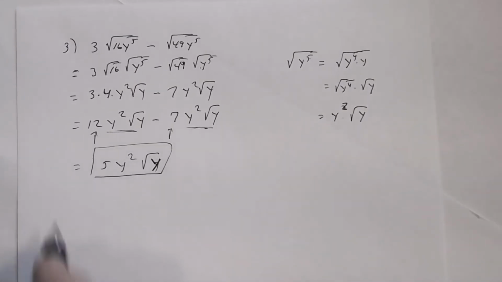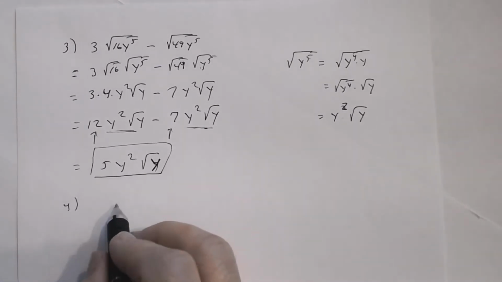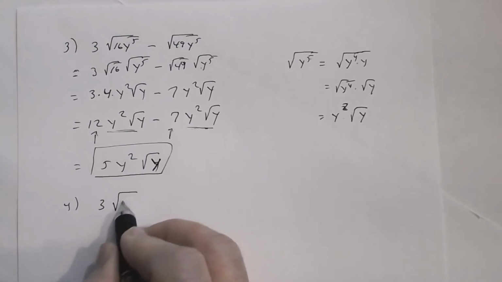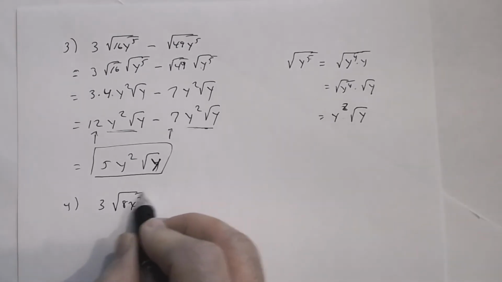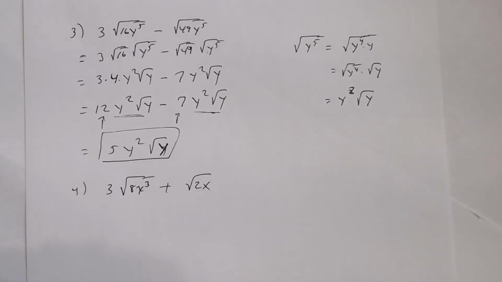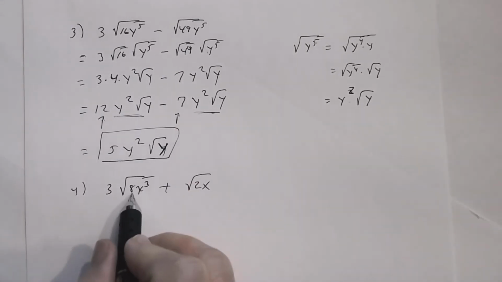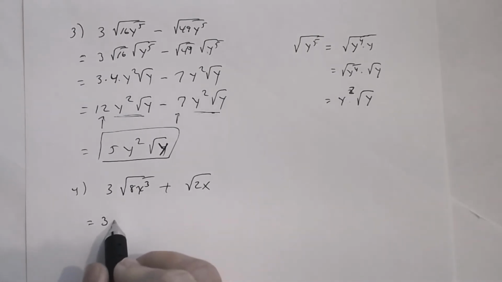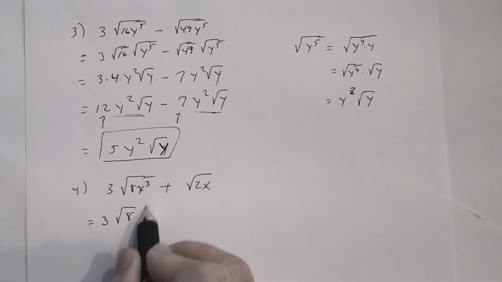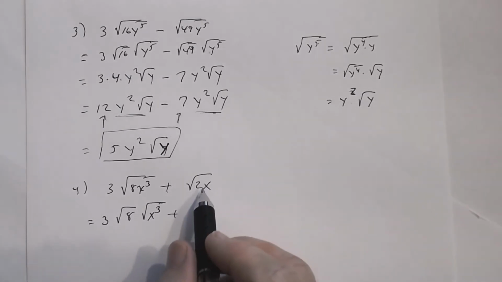All right. Number 4, we have 3 square root of 8x cubed plus the square root of 2x. So 3 times the square root of 8x cubed plus the square root of 2x. So again, we're going to do the same idea we did at this point. Here I can rewrite this as 3 times the square root of 8 times the square root of x cubed plus. Now here I'm not going to do the product rule.